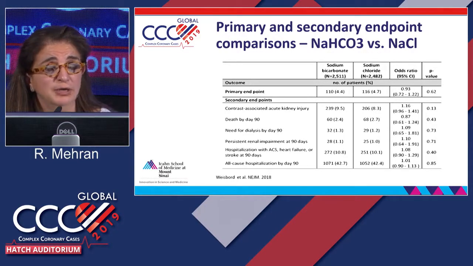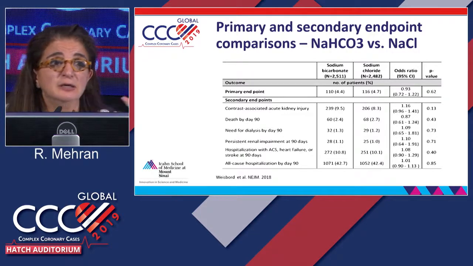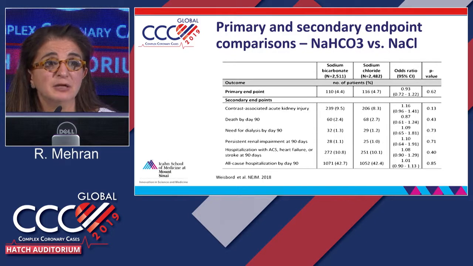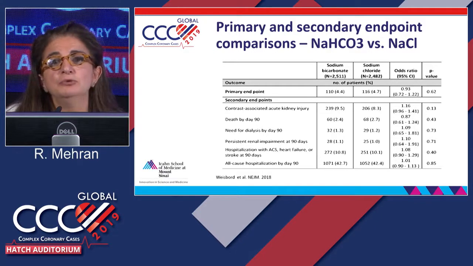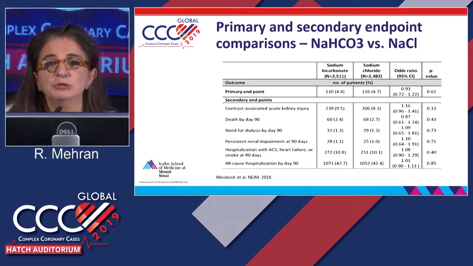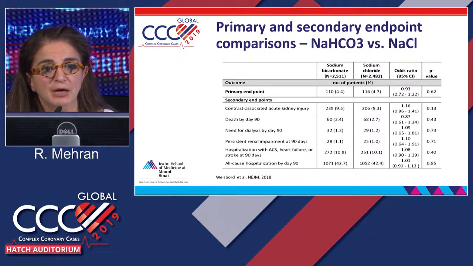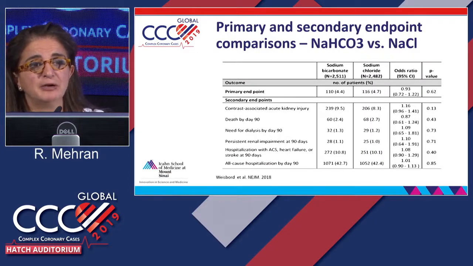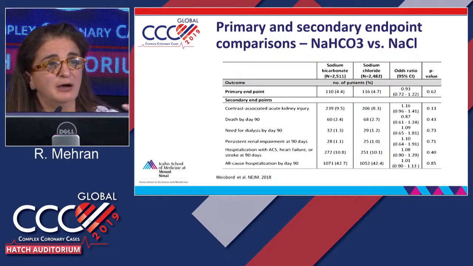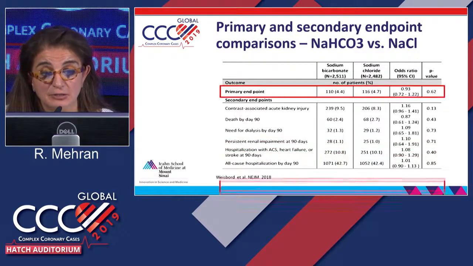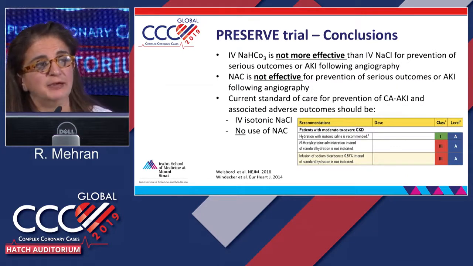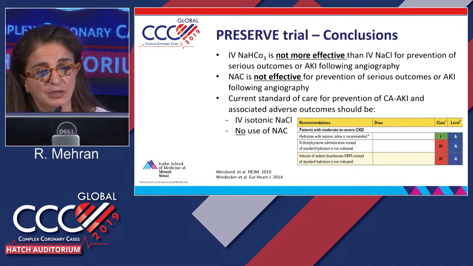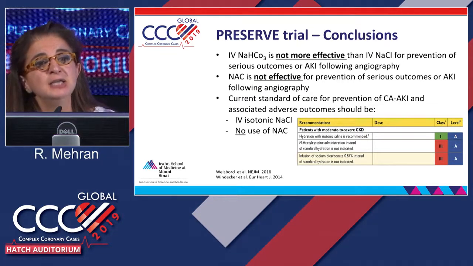By the way, you should know that the first N-acetylcysteine miracle drug data was based on 81 patients in the New England Journal of Medicine by Tepel, and there was a huge reduction. And when something is too good to be true, it's too good to be true. This is the definitive study in a 2x2 factorial design versus placebo. And others have shown already that it doesn't work. So the conclusion was that sodium bicarbonate is not more effective than sodium chloride in reducing acute kidney injury, and N-acetylcysteine is not effective versus placebo.